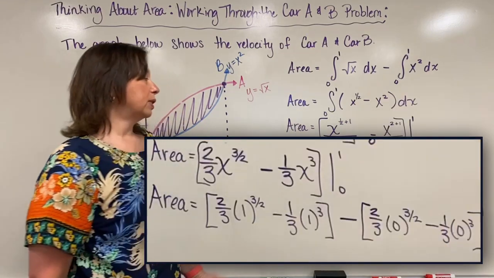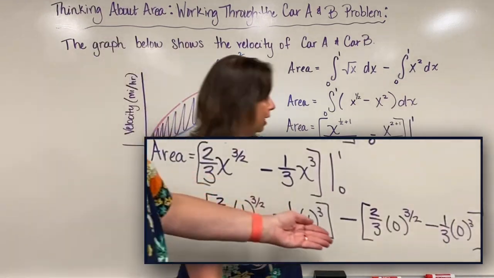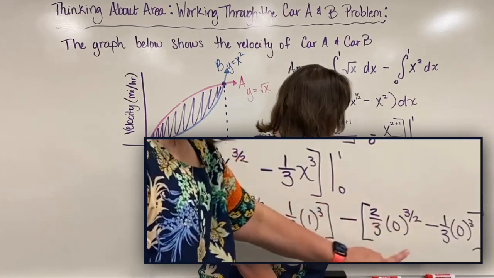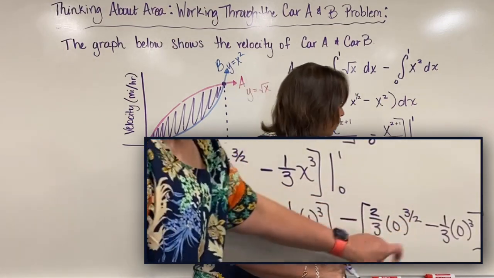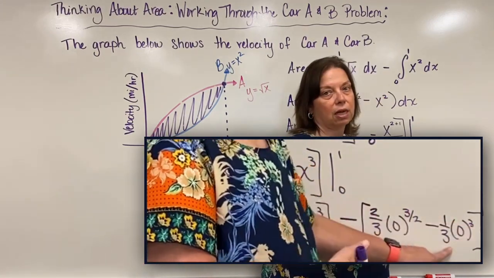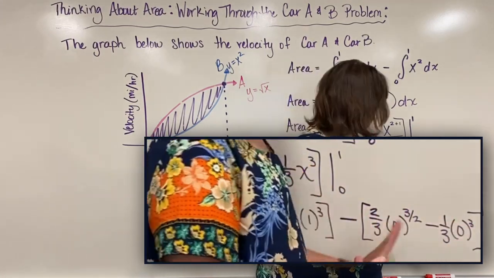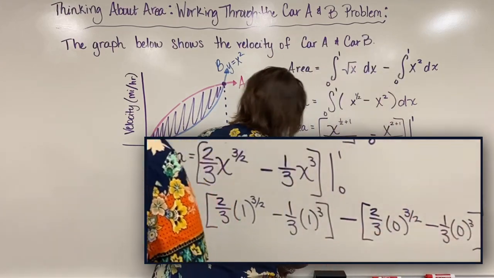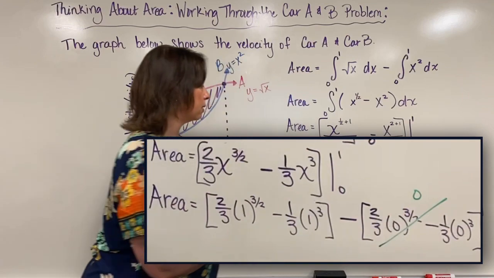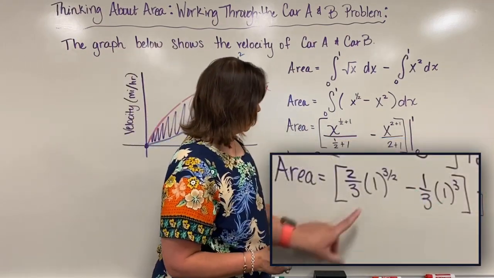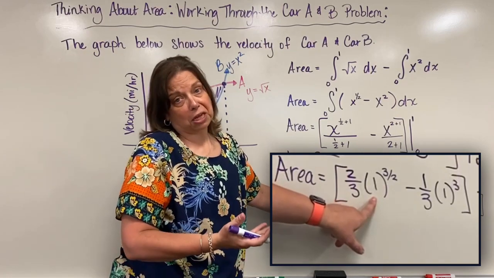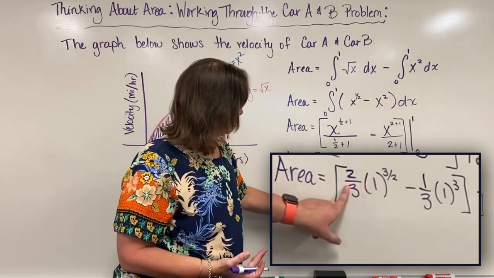Well, what's really nice is if you look carefully over here, 0 to the 3/2 power, still 0. Times 2/3, still 0. Minus, over here, 0 cubed, still 0, times 1/3, still 0. This whole thing in brackets is just 0. So we don't have to worry about that so much. Right here, what I end up with is 1 to the 3/2 power. Well, that's just 1, times my 2/3.